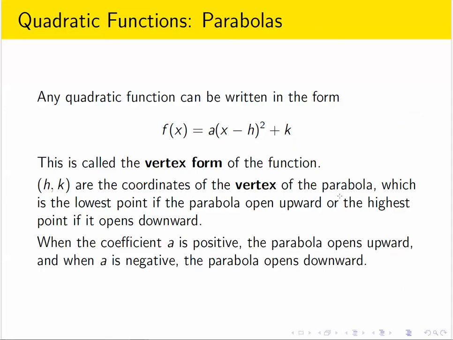And you can tell if the graph opens upward by looking at this coefficient, a. If a is positive, then the graph of this curve, which we call a parabola, opens upward. If a is negative, the graph opens downward.